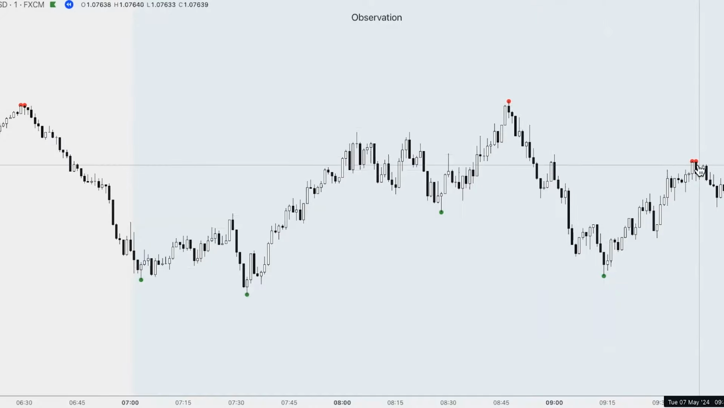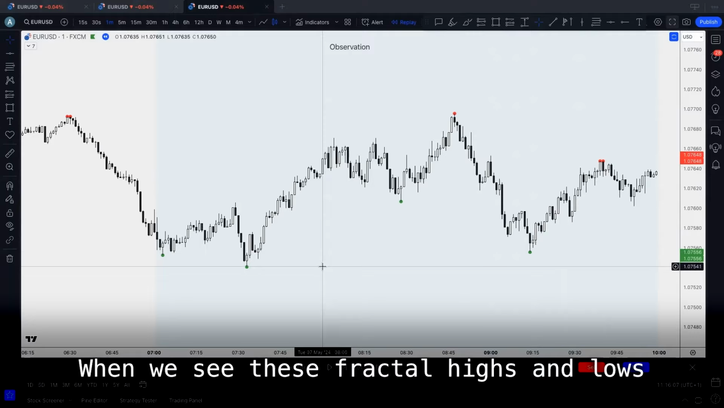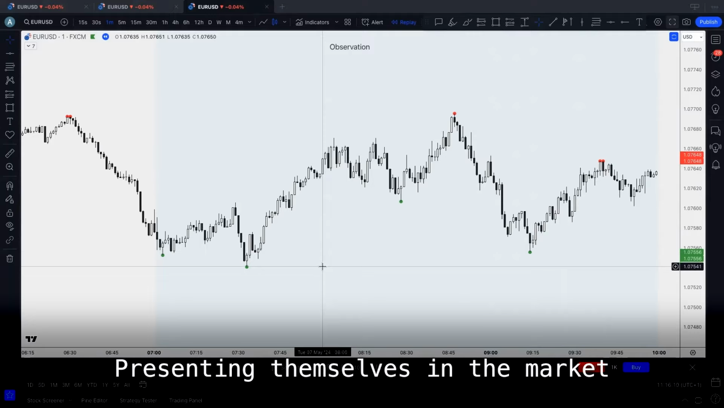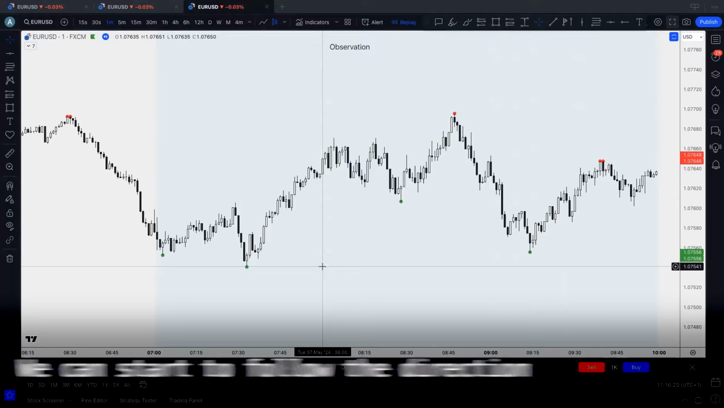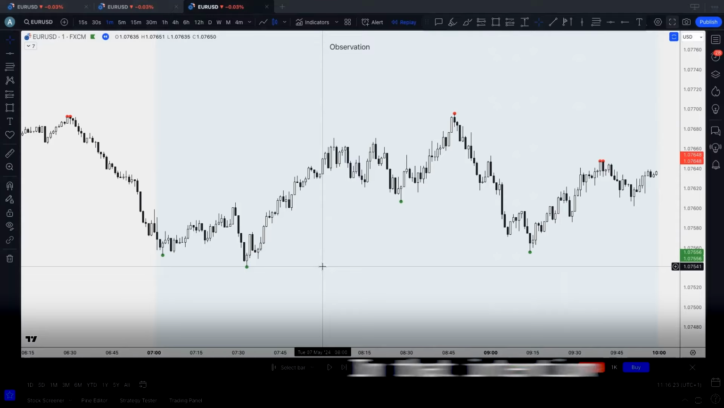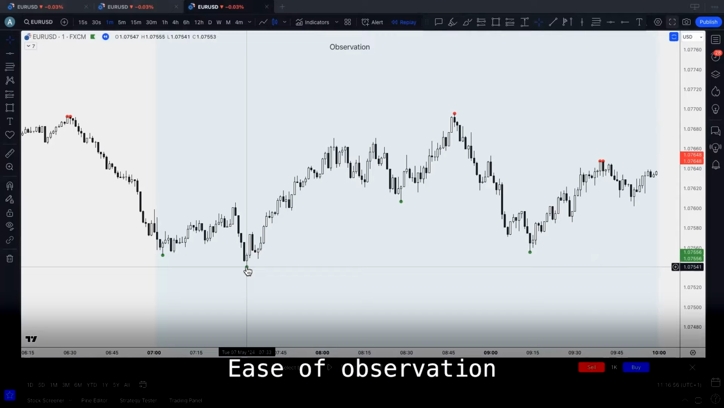And it's these locations, it's these points in price that we can make ourselves aware of, and we can start making accurate trading decisions. As I said, typically when a fractal low is printed, we want to be trading away from it. And when a fractal high is printed, we want to be trading away from it. When we see these fractal highs and fractal lows presenting themselves in the market at certain locations, we can start to follow the direction in the market and take trades in that intention. This indicator is allowing us to have that ease of observation.